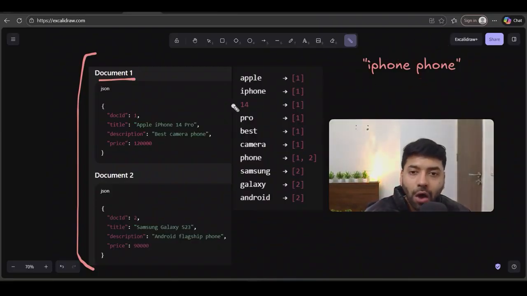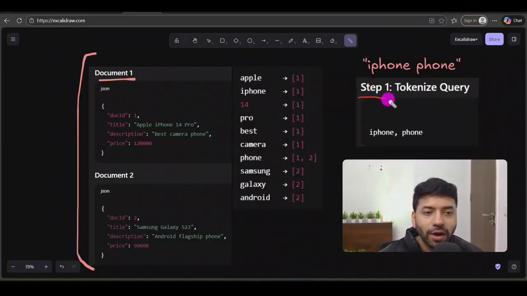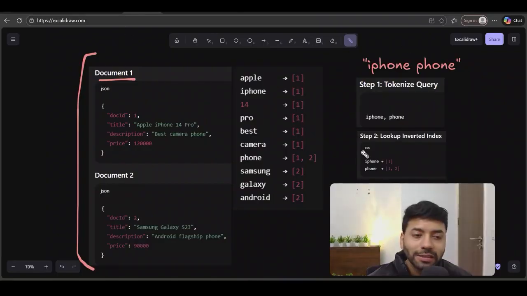So now let's see how the search database will search for this query. Okay, step one is tokenize query. Just like we tokenized the documents, in which we basically fetched out all the words which are present in the document, in a similar way, now we will tokenize the query. So all the words which are present inside the query, we will fetch out. The words that we get from this are iPhone and phone, because there are only two words in this query.